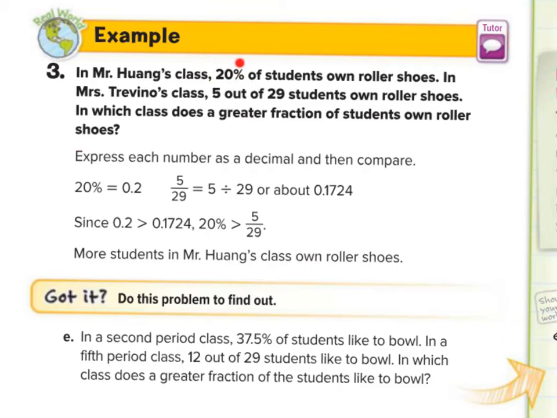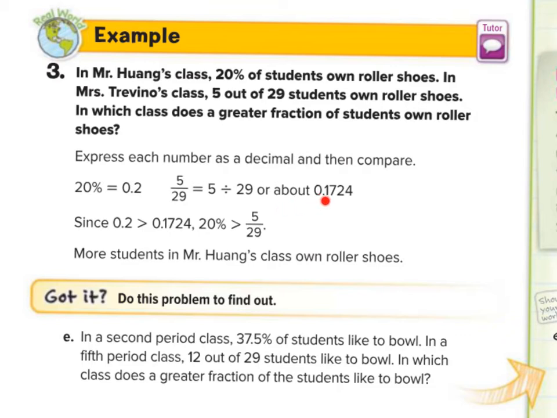Okay, 20% needs to be changed to a rational number such as decimal 0.2 or 2/10 or 1/5, right? We need to change that. We'll convert it. Express each number as a decimal and then compare. So now we're going to change them all to decimal. We change the percentage to a decimal, and we're going to change the 5 out of 29 into a decimal simply by dividing 5 divided by 29.